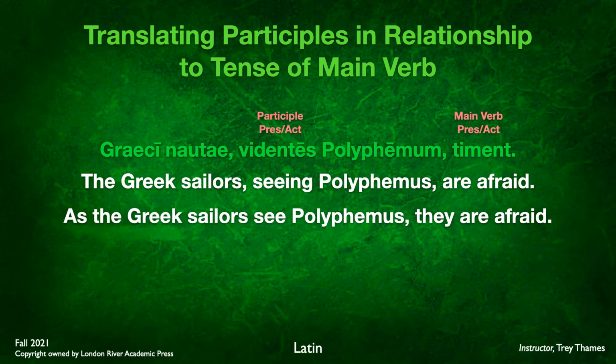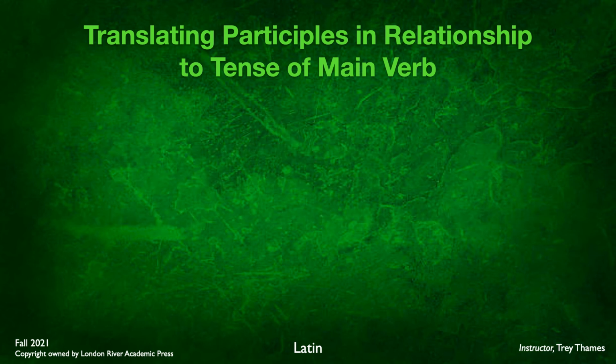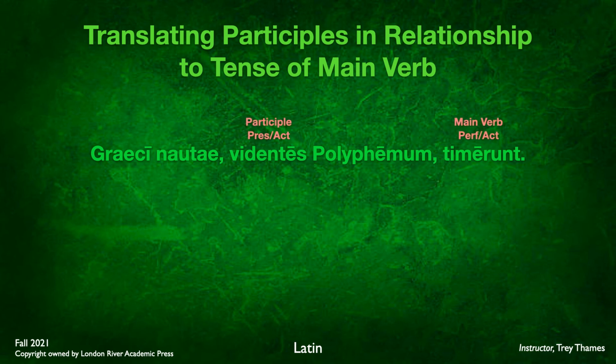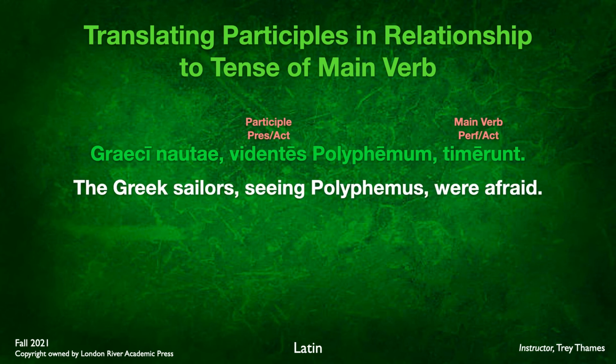Now let's take the exact same sentence and change the tense of the main verb. Here we have graiki nautai videntes palaphemum, and we have temerunt. Here we've got a perfect active main verb, so the action of the main verb is happening in the past time. Let's see how this alters our translation. We have the Greek sailors, again, seeing Polyphemus. Seeing Polyphemus, it's present tense, it's happening at the same time. The Greek sailors, seeing Polyphemus, were afraid.